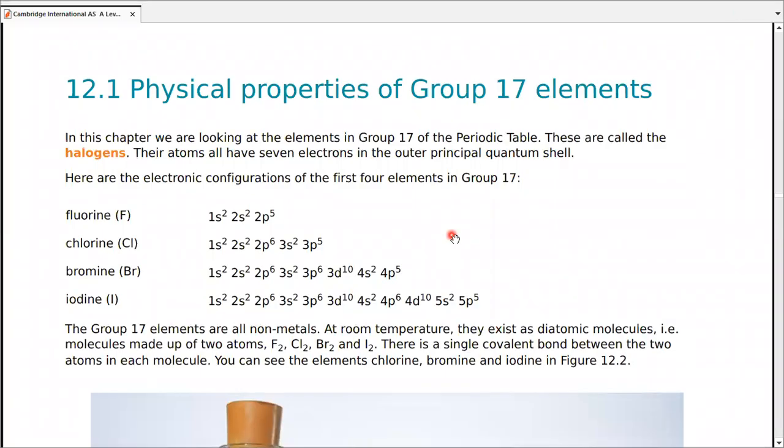So chapter number 12, physical properties of group 17 elements. We're talking about halogens. Halogen itself, the Latin word, means salt-forming species or substances. Since they are used in the formation of salts around the world, we call them halogens. They all have 7 electrons in their outer principal quantum shell.